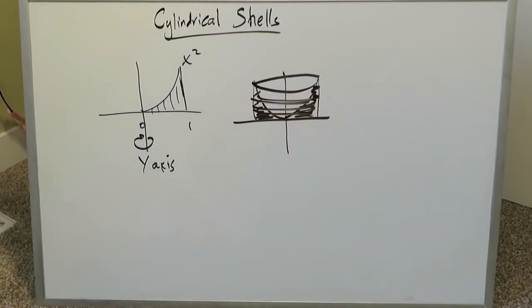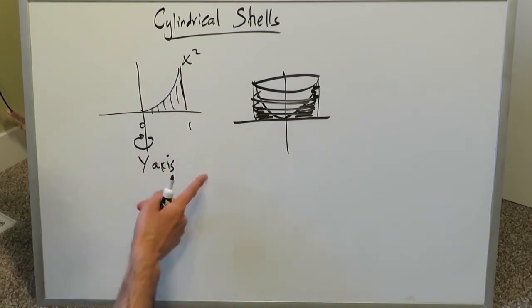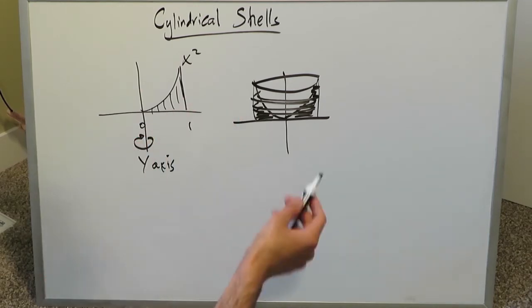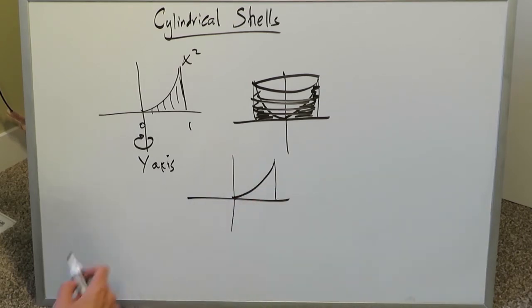You could very easily do this cylindrical shell technique for this type of solid. You can do cylindrical shells for rotations about the y-axis, about the x-axis, any horizontal, any vertical line. What's the basis for this technique? It's something to do with the Riemann sums. Look at only one side over here.